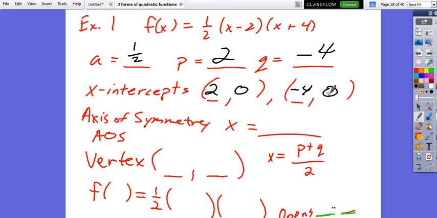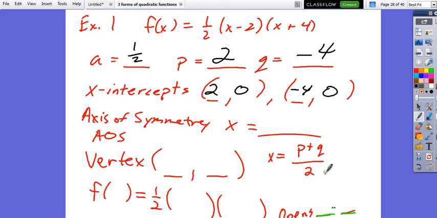Now, I'm going to skip axis of symmetry for a second because we can't find that until we find our vertex. So the vertex is determined by a little formula, just like we had a little formula for standard form. We've got a little formula for vertex form. This is the formula. (p plus q) divided by 2 will give us the x value of the vertex. It's really kind of an average of these 2 values. You add them together, divide by 2, that's like an average.